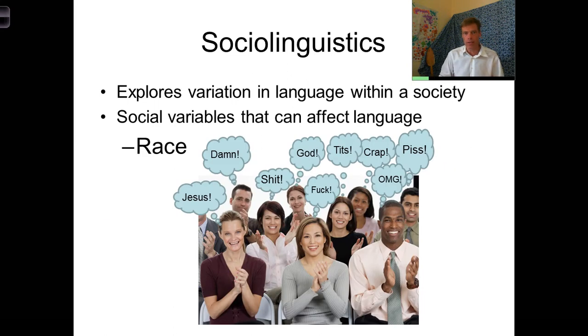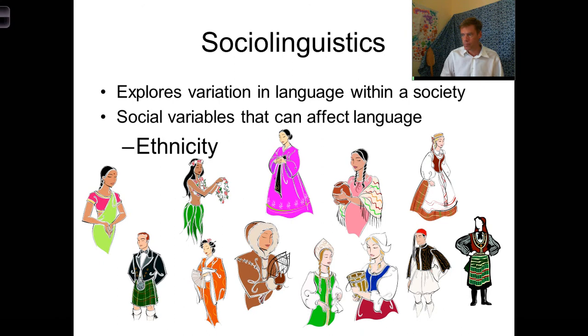Race, clearly this is going to be a factor, although I'm not aware of a whole lot of research in this with regard to swearing. There's some, but I think that we can all make a pretty good intuitive hypothesis that there are going to be differences between races in terms of what swear words are used, how frequently, and etc. But again, there's not a whole lot of research that's gone into that area.